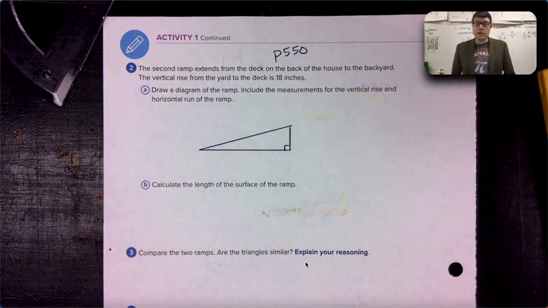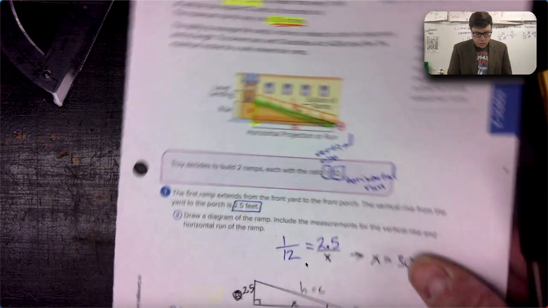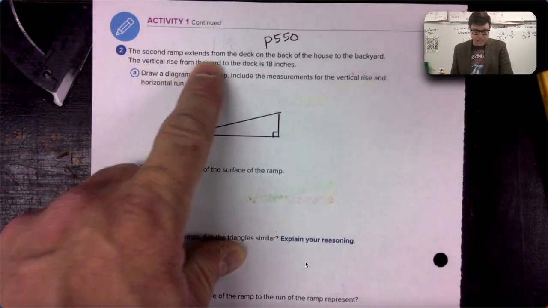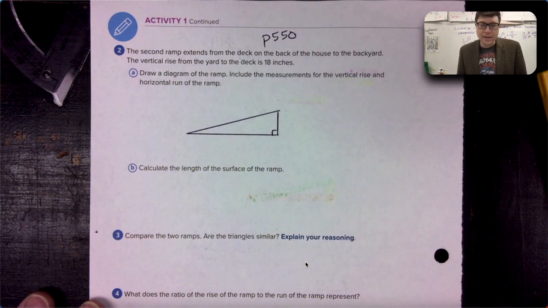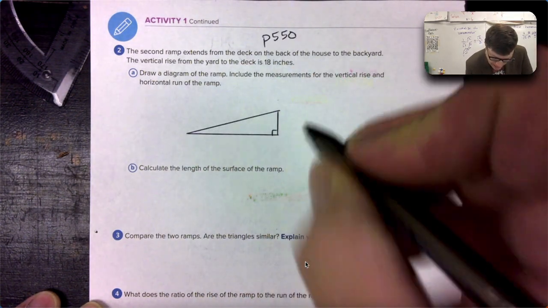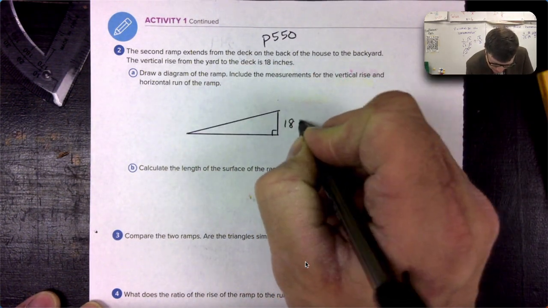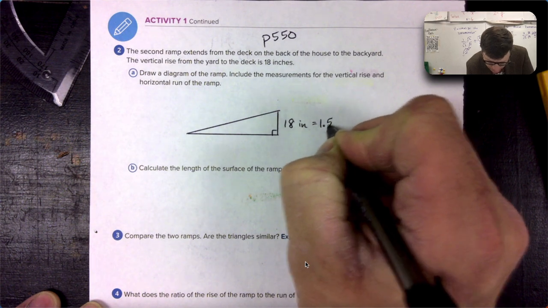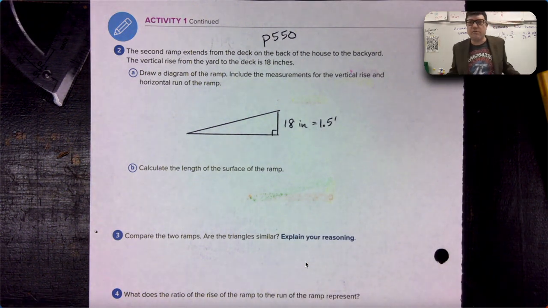550. We're talking about the situation where Troy is building ramps and he's got a second ramp under construction. The second ramp extends from the deck on the back of the house to the backyard. The vertical rise from the yard to the deck is 18 inches. So I'm going to add that 18 inches, which is, by the way, 1.5 feet. If you didn't know that, let's just divide by 12.